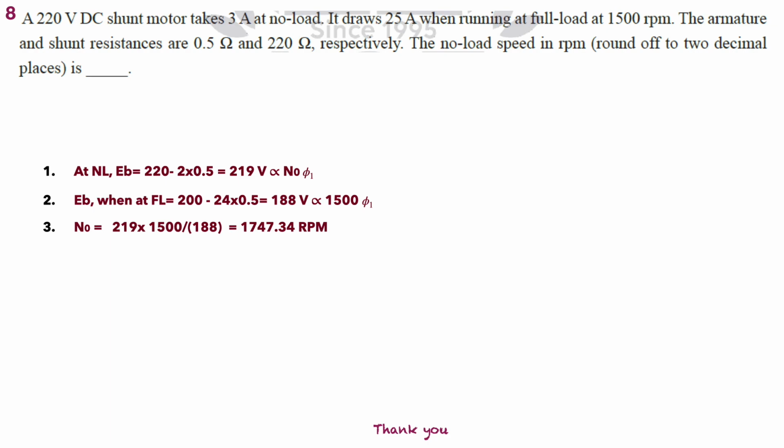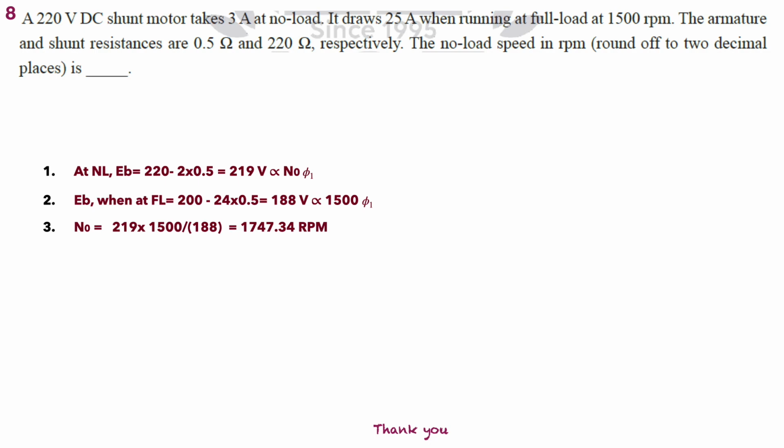Now we move to the next version when we have full load. Again 220 minus, now it is 24 amps. Why 24 amps? Though it has drawn 25 amps, 1 ampere is going off to the field. So 220 minus 24 into 0.5 gives 208, and that's proportional to the full load speed, which is 1500, and the flux. The flux is the same because it's a shunt machine, and in both cases the shunt current remains the same.